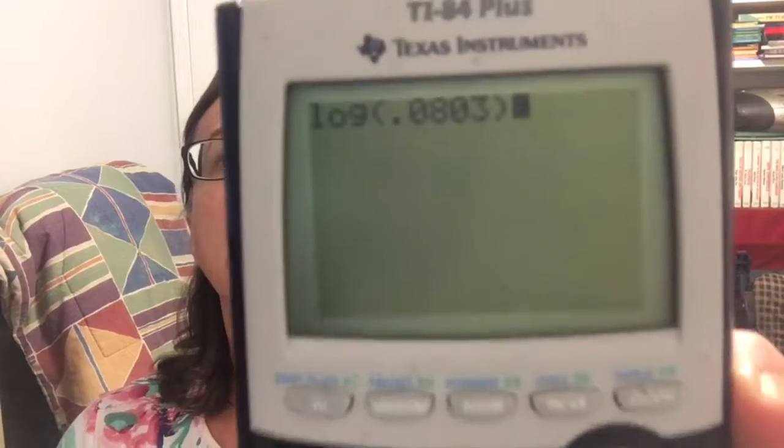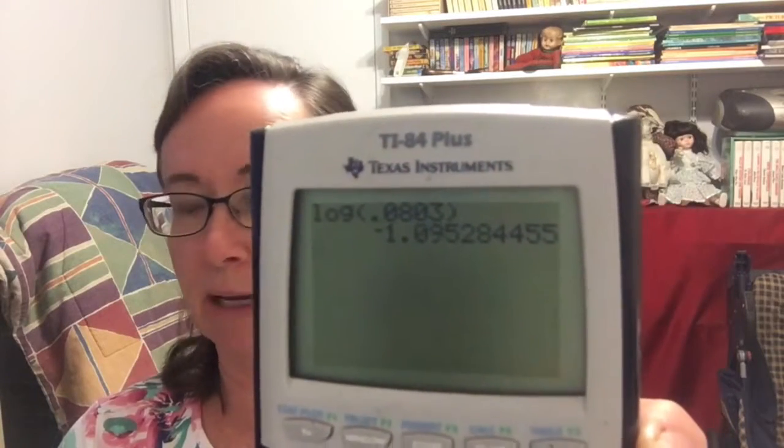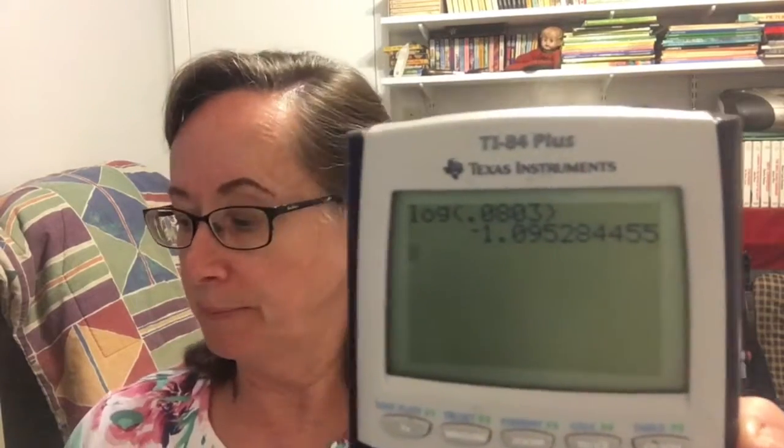Let me get my calculator here, and we'll put this other one in the calculator for you, which I dropped on the floor. Okay, so we're going to do log of 0.0803, and we should get a negative number. And I didn't hit enter. Now we got a negative number. Negative 1.0953, and that would be what it is rounded. Okay, so we need to remember how the logarithm acts.